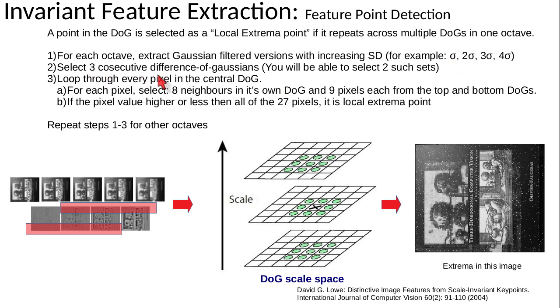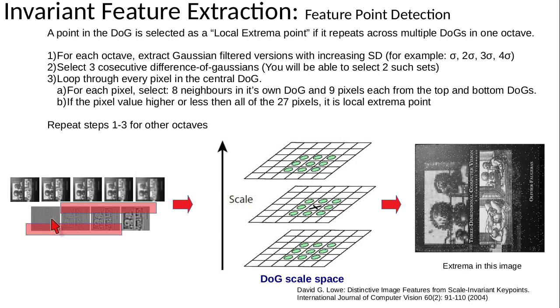You then select 3 consecutive difference of Gaussians. So for instance, you might choose to select these first 3 difference of Gaussians, or these 3 difference of Gaussians. You loop through every pixel in the central difference of Gaussian. For example, if the sets that you picked are these 3, let's say this DOG, the second DOG and the third DOG, then you would select the central DOG as the image through which you would loop.